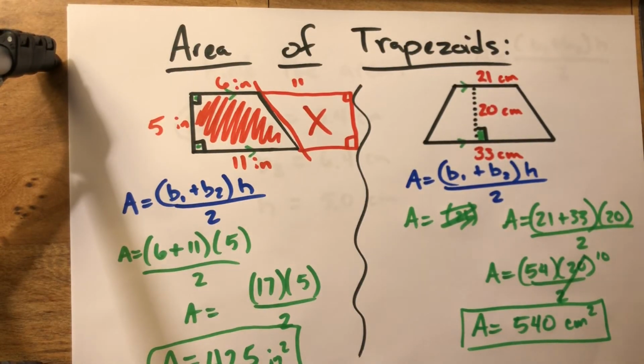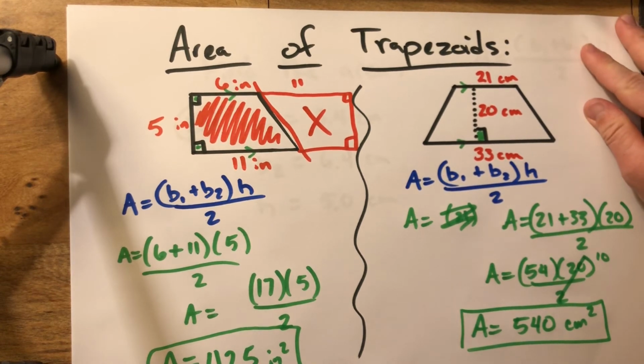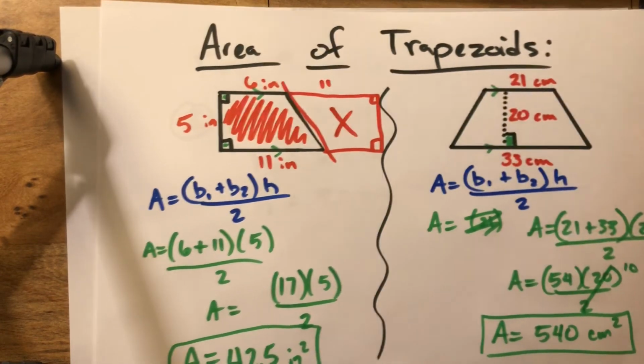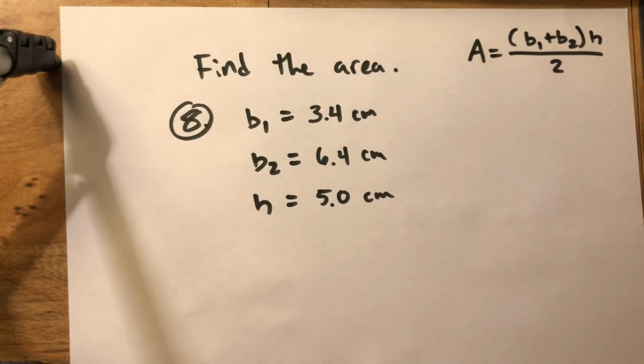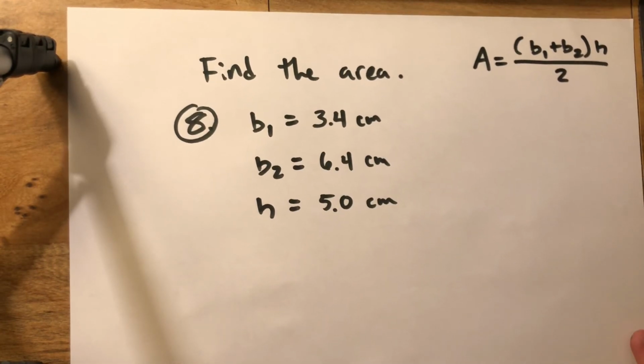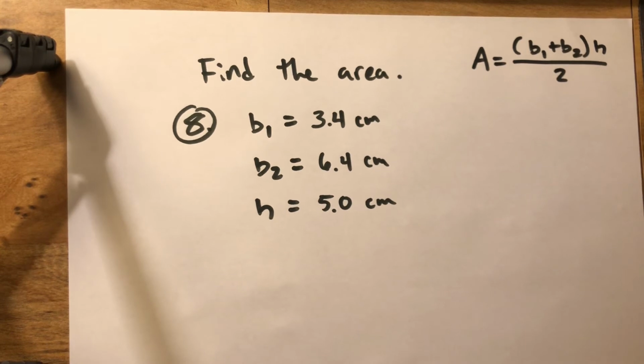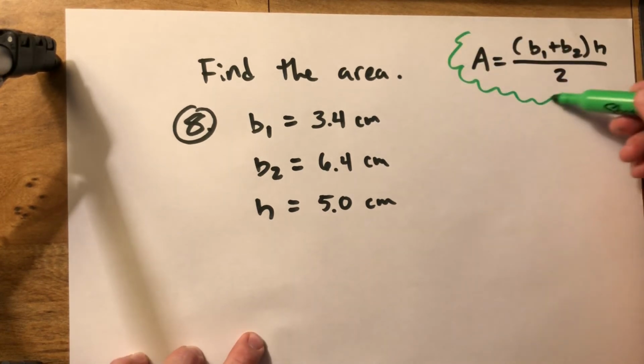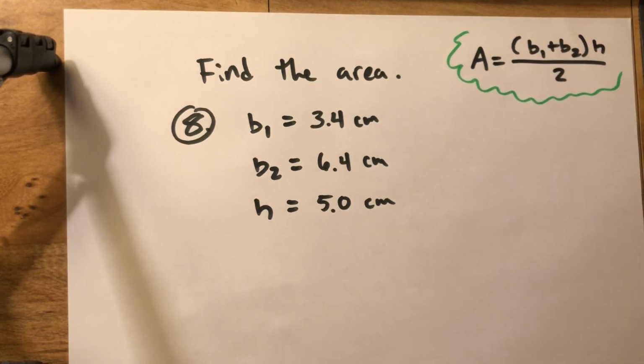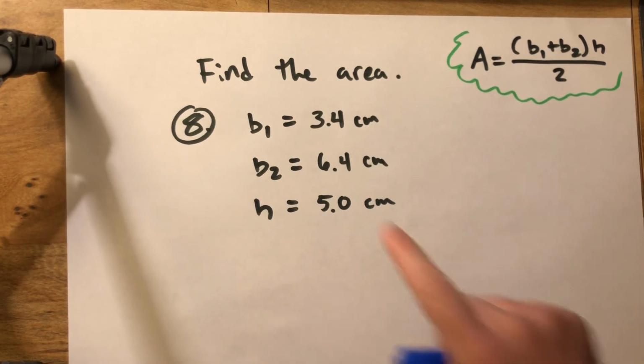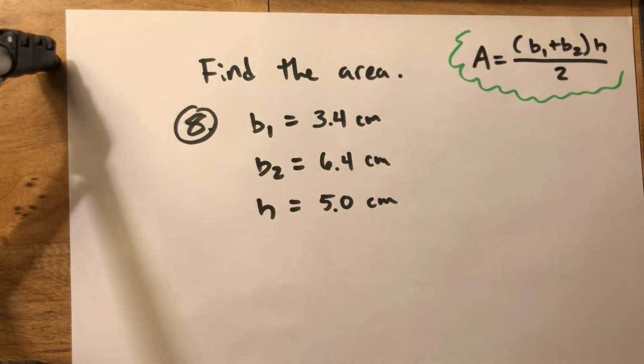Looks good there. The only other type of problem you're going to see today for area of trapezoids is something like this, where you're not given a shape at all. You're actually just given dimensions. They say, here's base 1, here's base 2, here's the height, find the area. Keeping in mind our formula right here. And let's go ahead and do that calculation. So find the area of a trapezoid if base 1 is 3.4 centimeters, base 2 is 6.4 centimeters, and height is 5 or 5.0 centimeters.